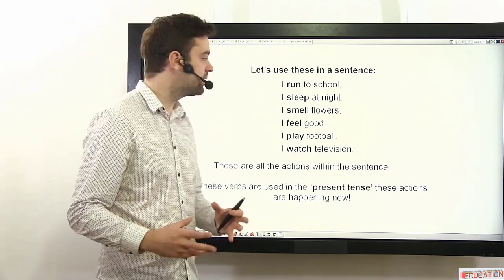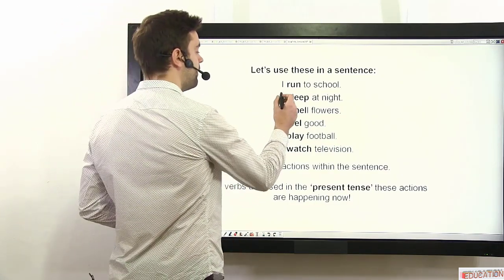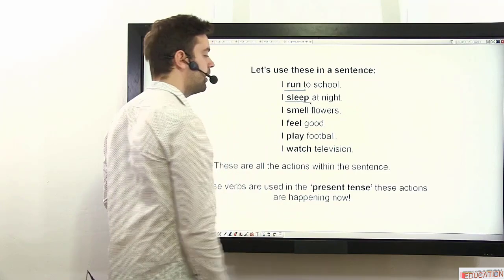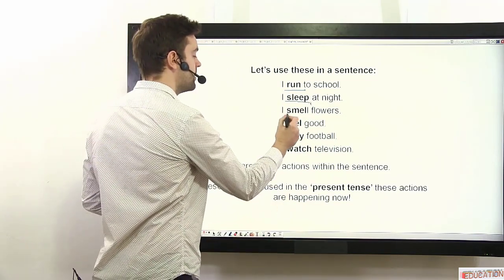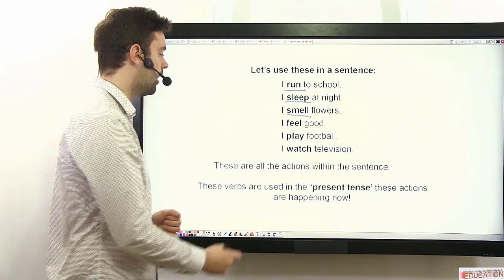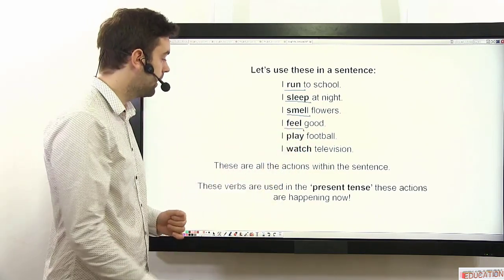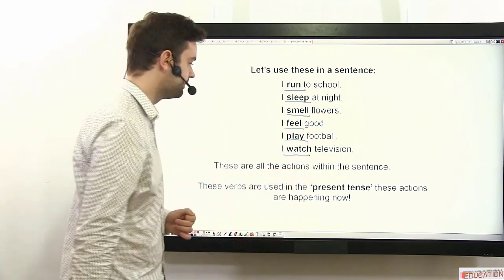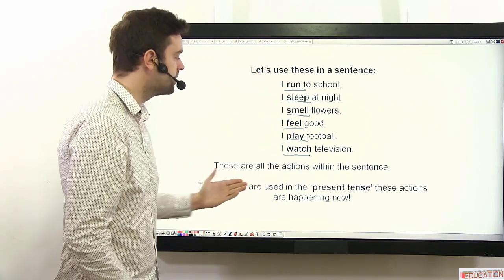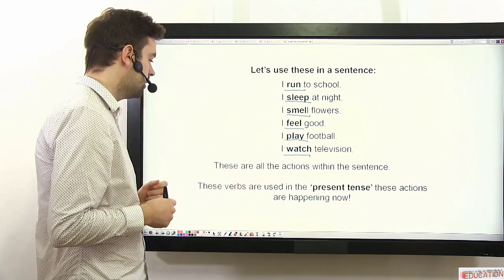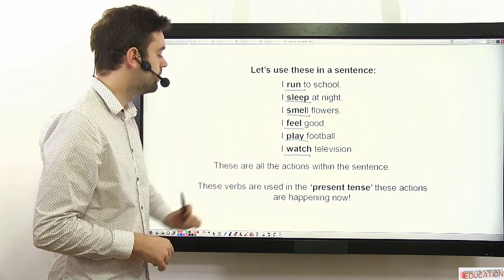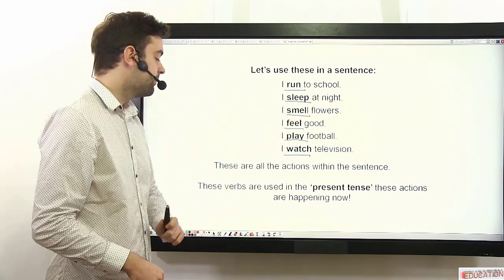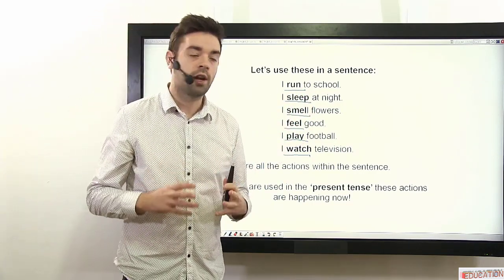And if we use them in a sentence, here we have I run to school, I sleep at night, I smell flowers, I feel good, I play football, and I watch television. These are all the verbs within the sentence. And these are generally actions. These verbs are used in the present simple tense. And so these actions are happening right now.